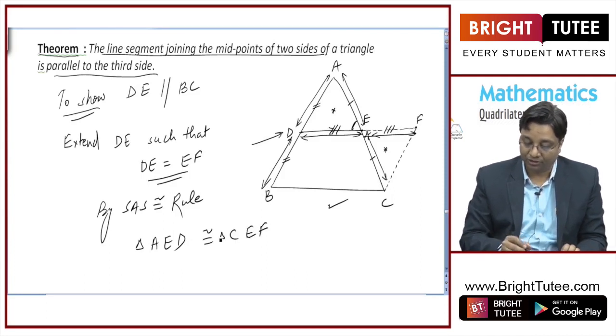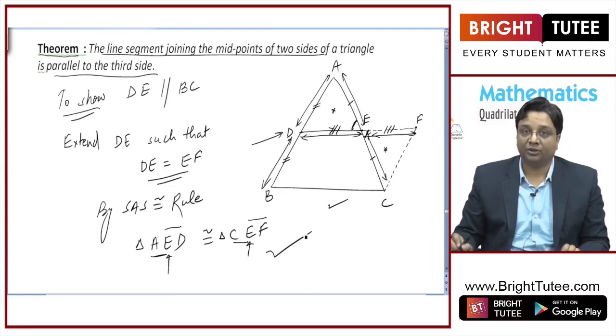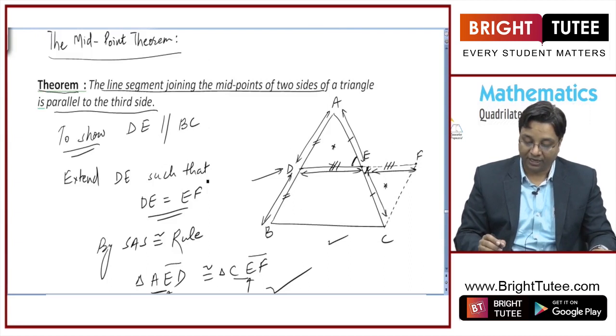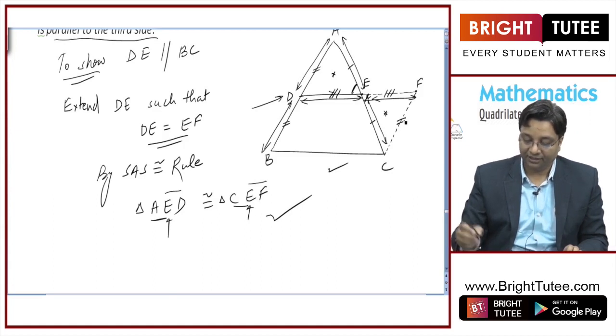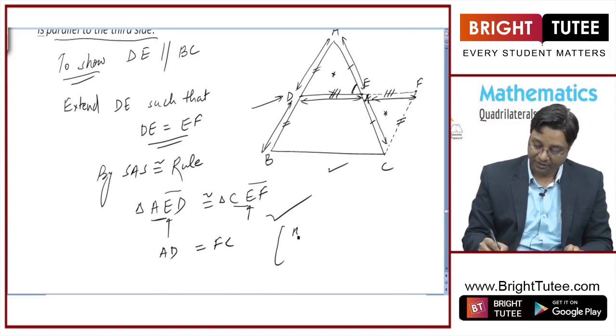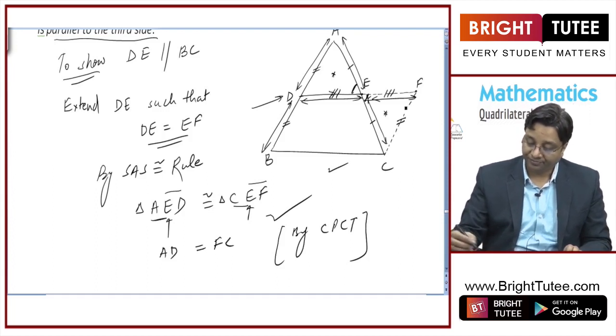Let me verify the correspondence also. AE is equal to CE, yes. DE is equal to EF. Yes, this is also true. And this angle is E, in this also angle E, so angle E. So this correspondence is right. Now based on this congruence, I can say that corresponding parts of congruent triangles are equal, right? So FC here is equal to AD. AD is equal to FC by CPCT, right? This is one result that I have got here.